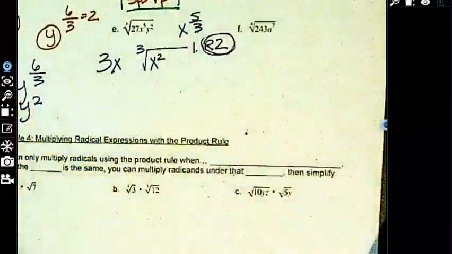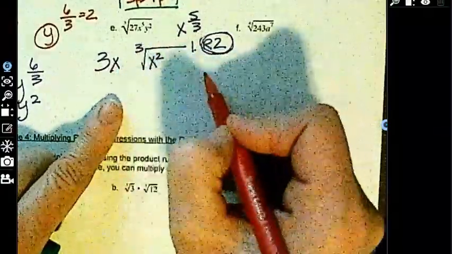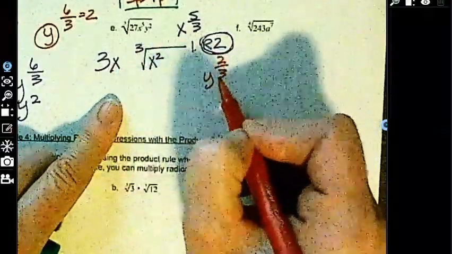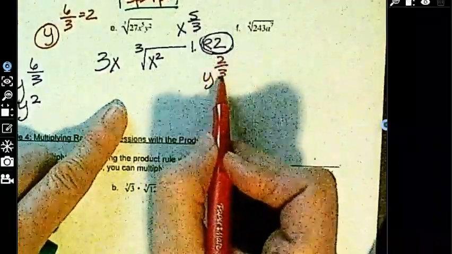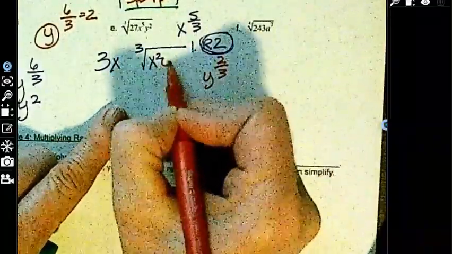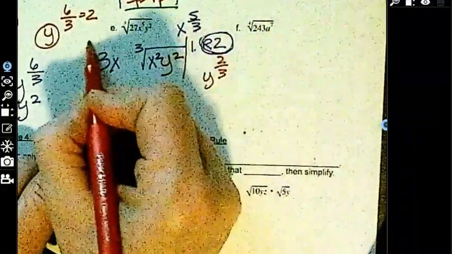All right, I'm going to give a color just so we can see the cube root of y cubed. This is y to the 2/3. Well, I can't divide anything out. This is not larger than this. Therefore, the y squared has to stay under the cube root sign. Okay? It can't come out.